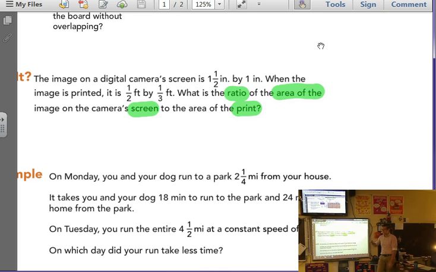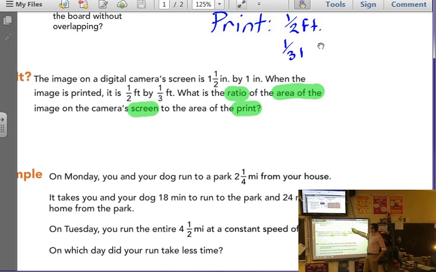Yeah, sorry, I'm just double checking. It's easier to go from feet to inches. Feet to inches, right? Always easier to go to the smaller unit. So somewhere on your paper, you're probably going to write it somewhere different, notate that we're talking about the print. The print was half a foot and 1/3 of a foot.